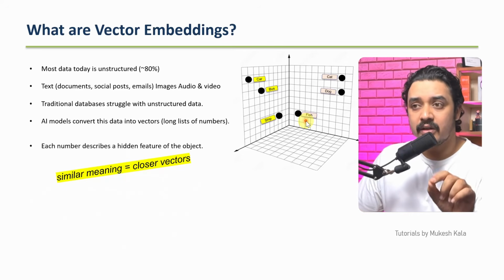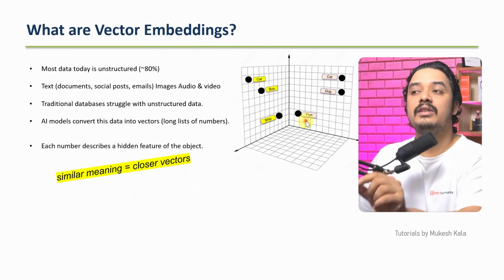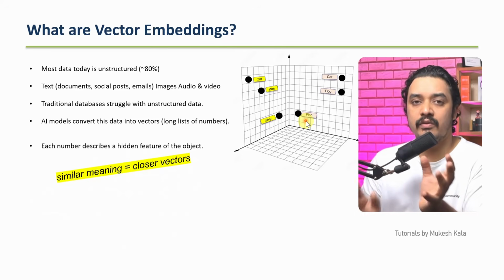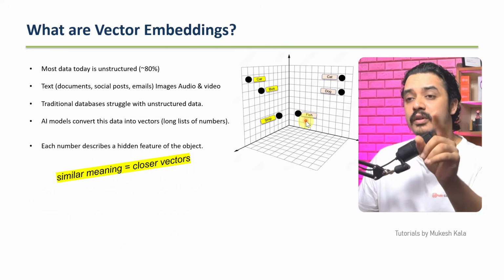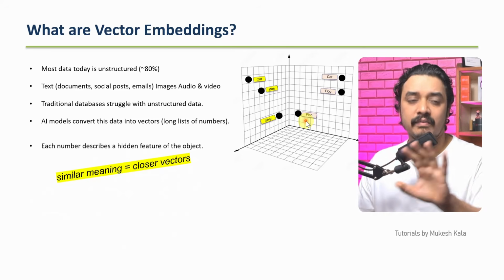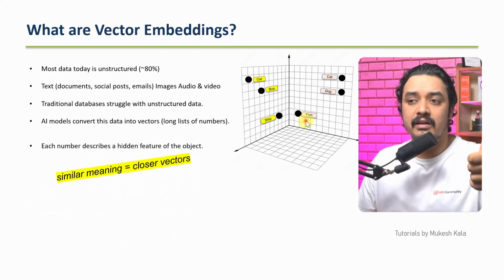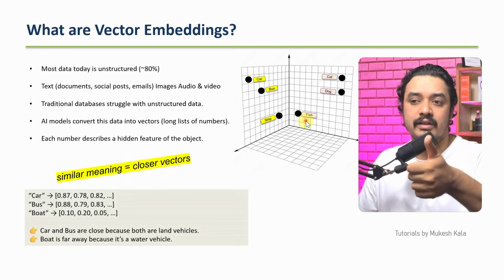Each number represents some hidden feature. So for a car it would be a different number, for the bus it would be a different number, but both the numbers would have some kind of similarity. In simple words, similar meaning means close vectors.